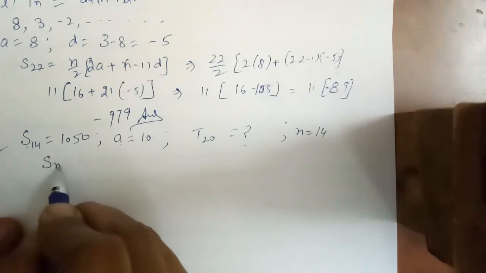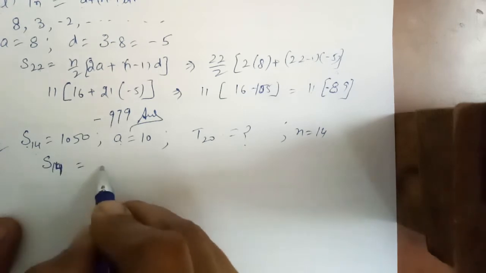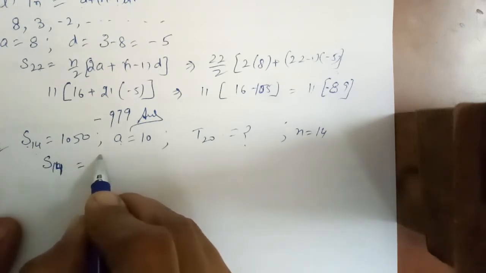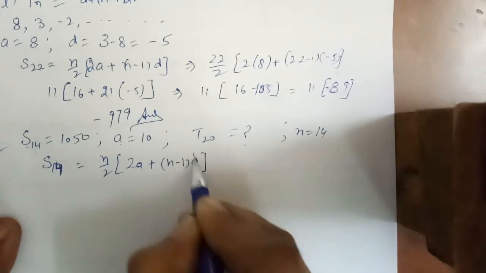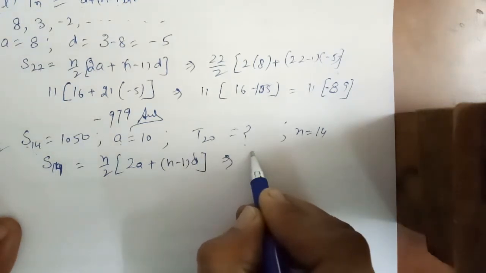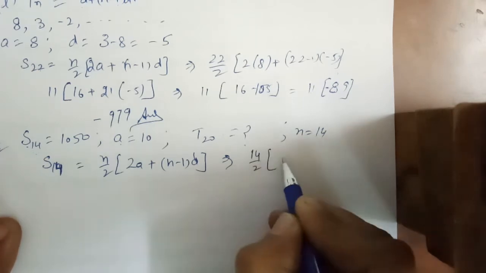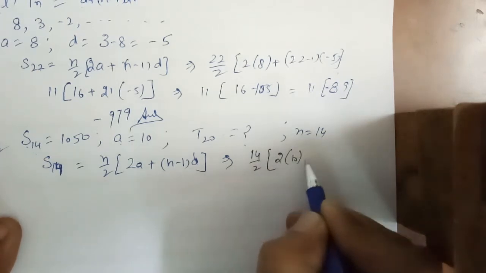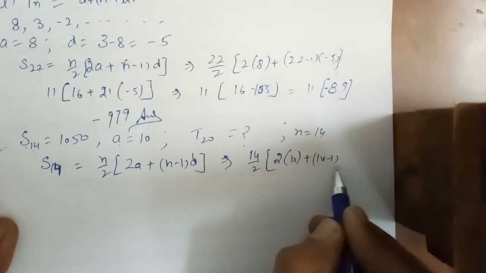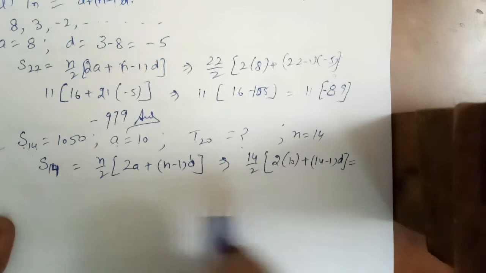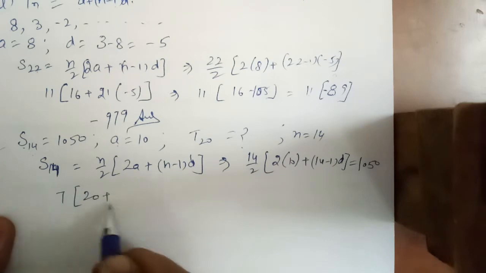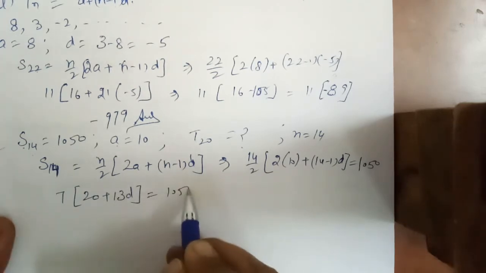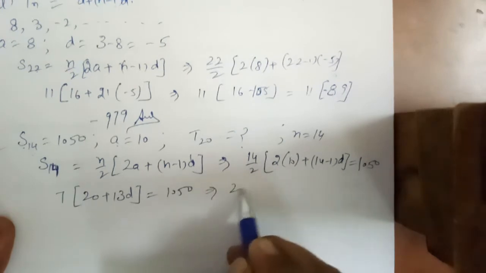First of all we have to apply the formula. S14 is equal to the sum of n terms formula, n by 2 into (2a plus (n minus 1) into d). That is n is 14 by 2 into (2 into 10 plus (14 minus 1) into d), equal to S14, which was given as 1050. This is 7 into (20 plus 13d) equal to 1050.